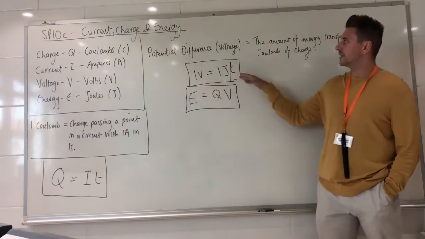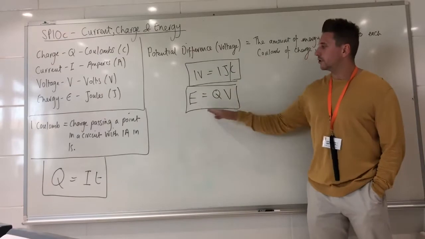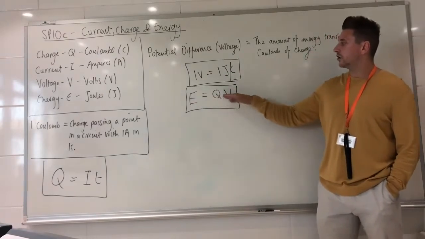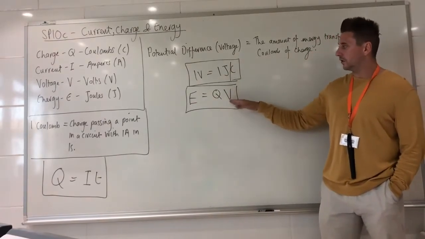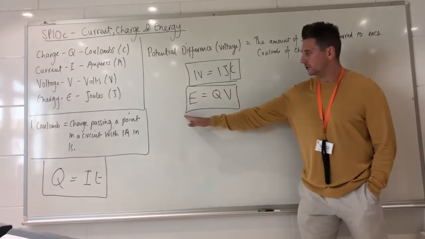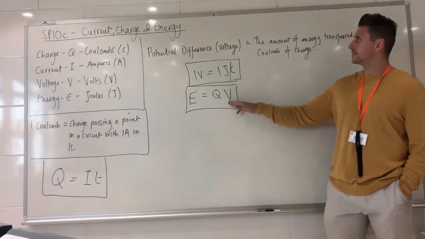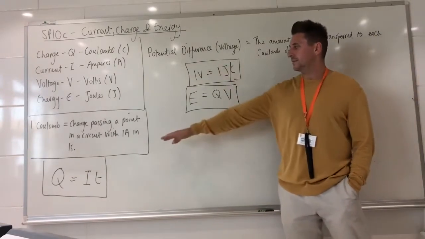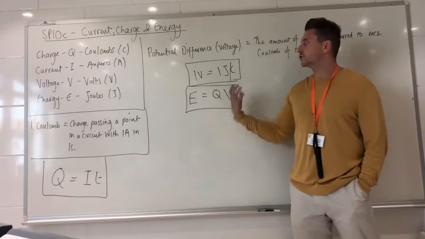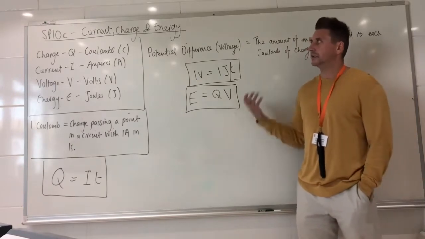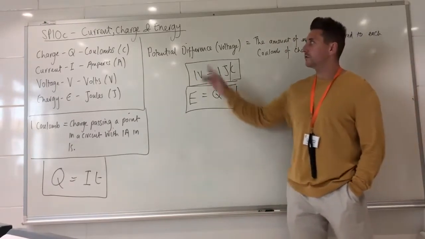Again, if you have this as a definition, then you can write an equation which is energy is equal to charge times voltage, because the volt is energy per charge, which means Q would go underneath energy. So E equals QV is the second equation in this 10C, Q equals IT is the first, and just using those equations is primarily the main thing you need to know for 10C.